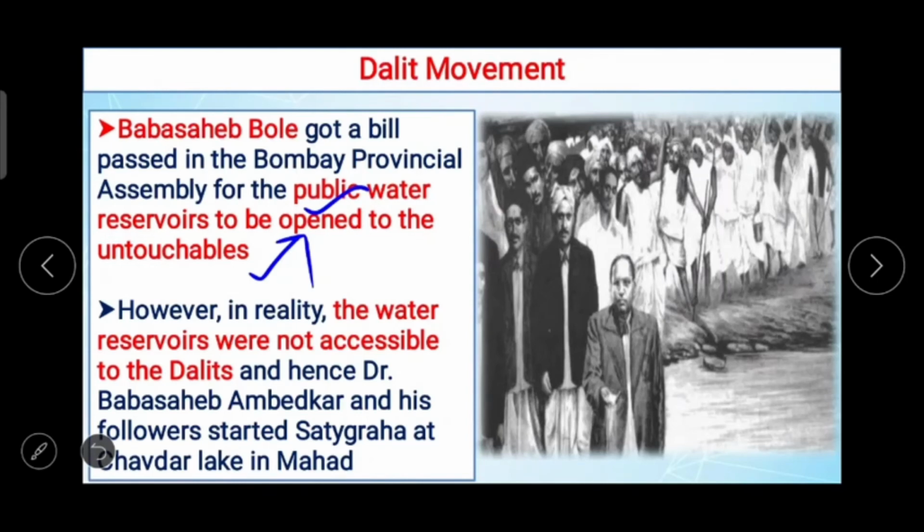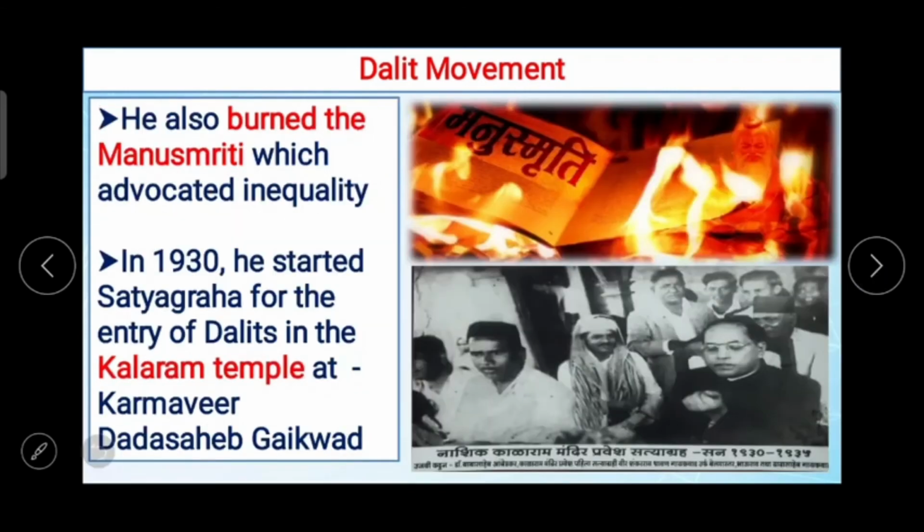accessible to the Dalits, and hence Dr. Babasaheb Ambedkar and his followers started Satyagraha at Chaudhar Lake in Mahad. He also burned the Manusmriti, the book in which the inequality thoughts are there. So Dr. Babasaheb Ambedkar burned the Manusmriti there. In 1930 he started Satyagraha for the entry of Dalits in Kalaram temple at Nashik. This Satyagraha was led by Karmavir Dada Saheb Gaikwad.